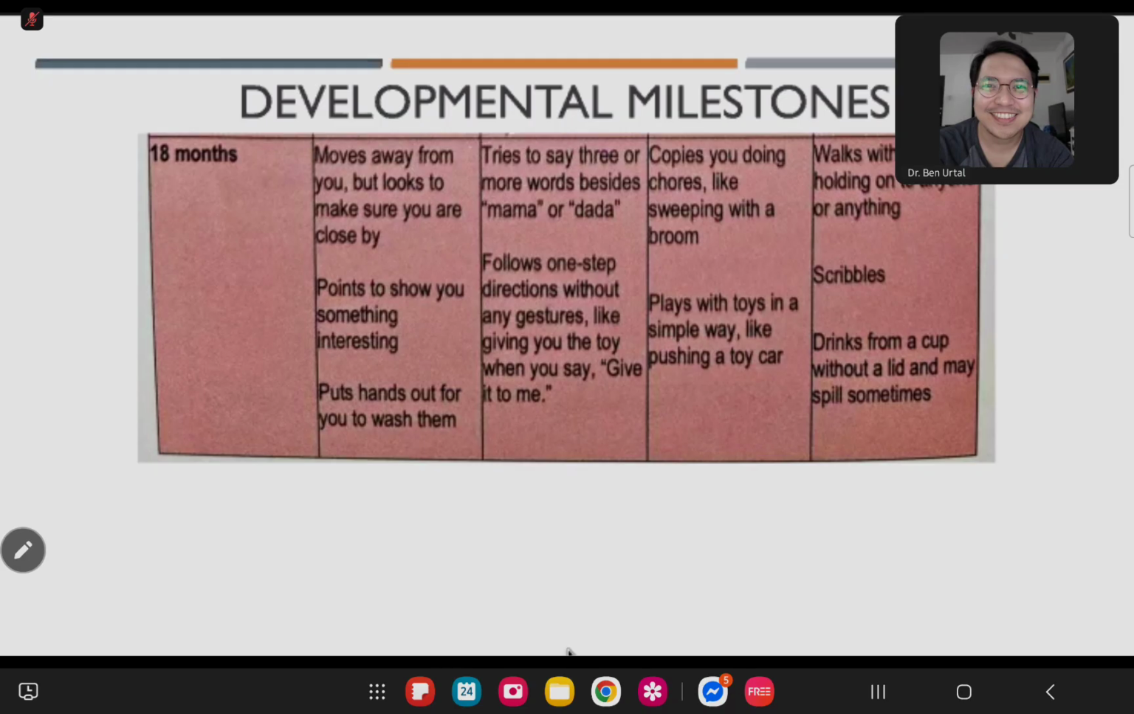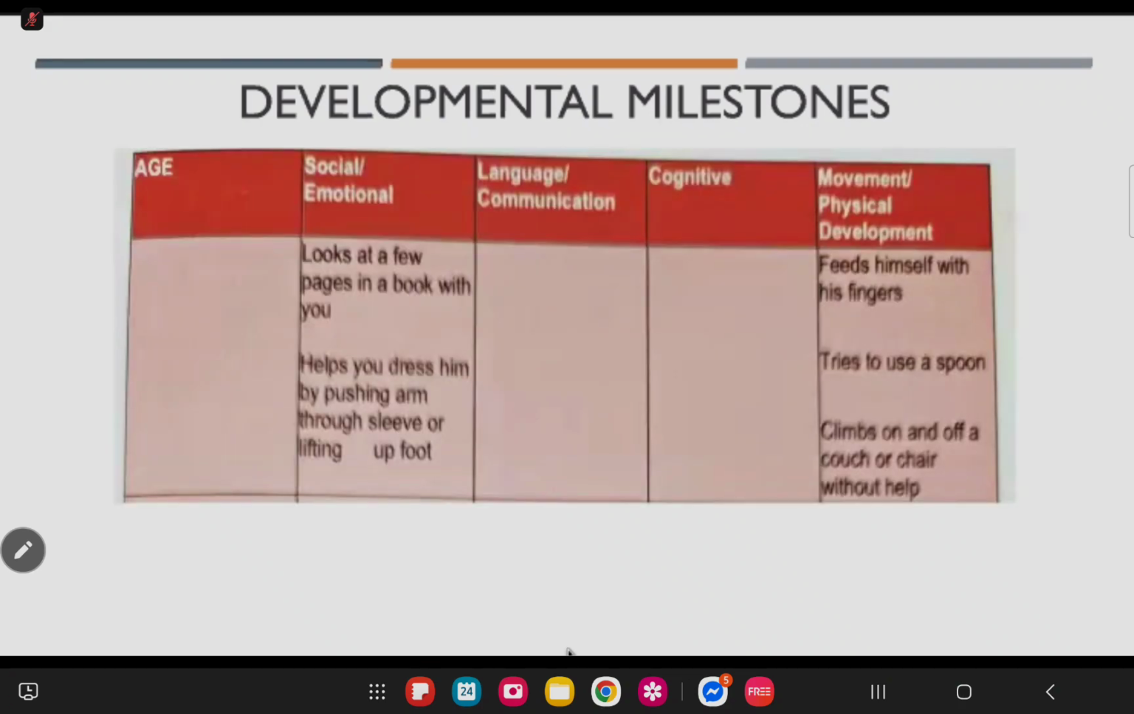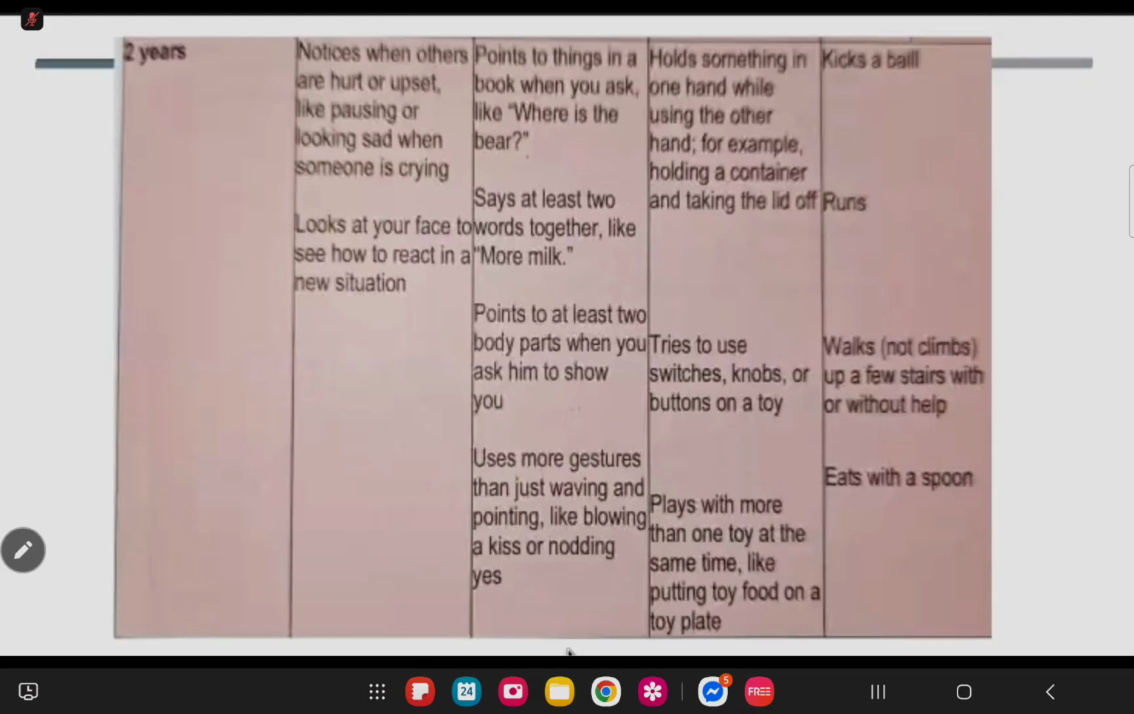Okay. What else? So they copy things that you're doing. For example, sweeping the floor. Sometimes children copy this, or when you're doing your makeup or combing your hair, they try to follow you. Scribbles, so a common milestone. The patient tries to scribble with a pen or a crayon and drinks from a cup without a lid. This is similar. Tries to use a spoon, so they try to mimic you. Yes. Climbing. So at 2 years old.